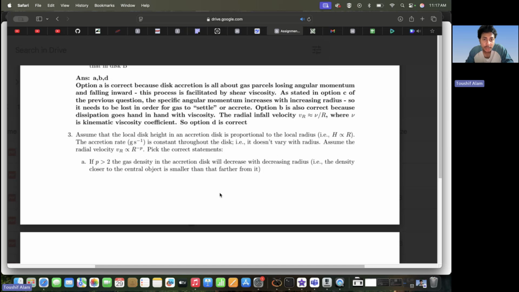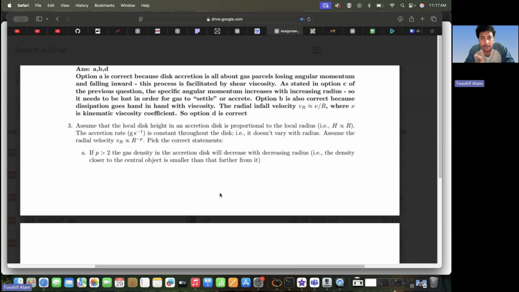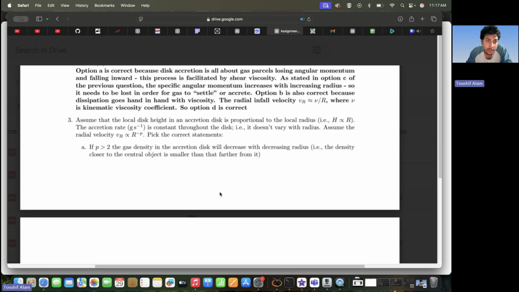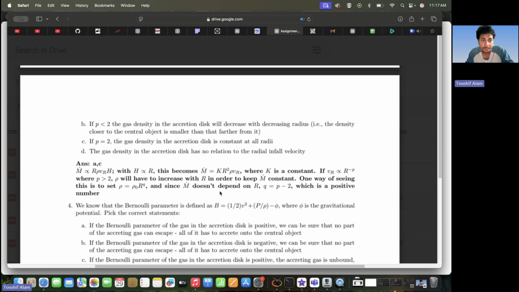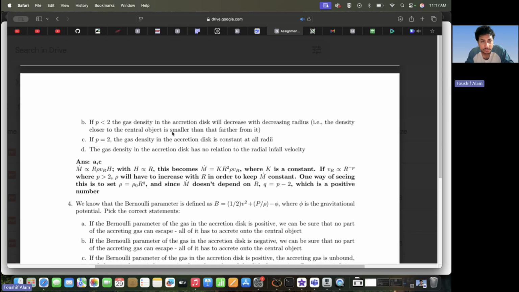Assume that the local disk height in an accretion disk is proportional to the local radius, H proportional to R. The accretion rate is constant throughout the disk; it doesn't vary with radius. Assume the radial velocity is proportional to R to the power minus p. Pick the correct statement. If p is greater than 2, the gas density in the accretion disk will decrease with decreasing radius. The density closer to the center is smaller than that further from it. For p greater than 2, this follows.